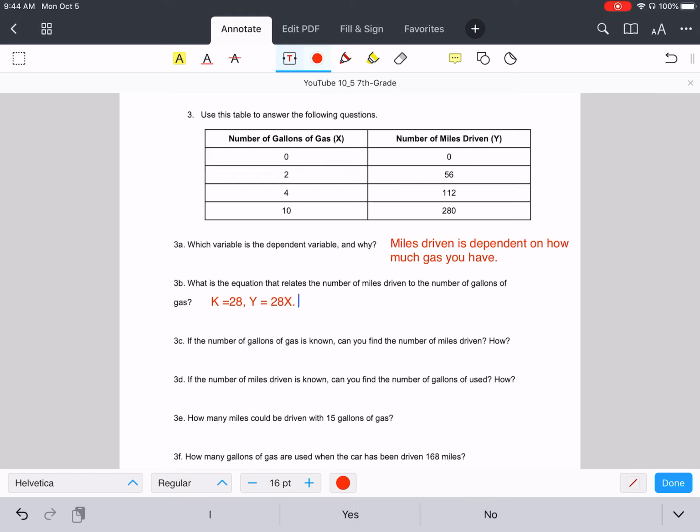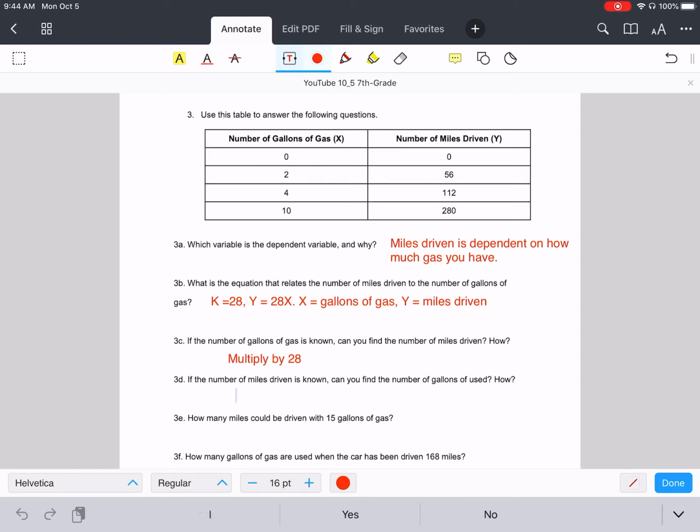And if I want, I can put my labels that says x equals gallons of gas, y equals miles driven. So 28 is our magic number for this problem. If the number of gallons of gas is known, how can you find, or can you find, the number of miles driven? How? So we know that the constant of proportionality is 28.